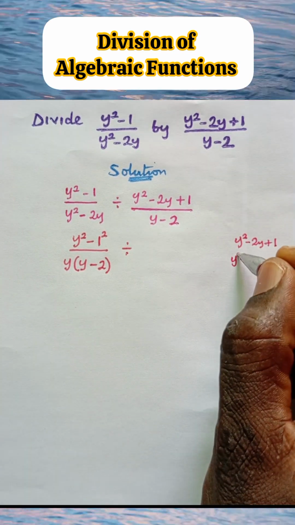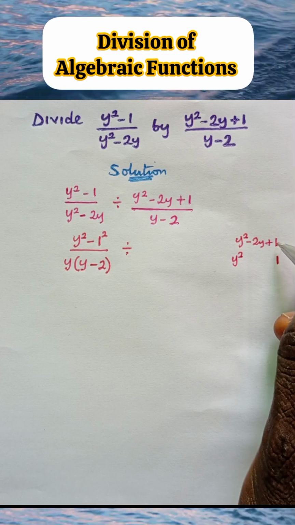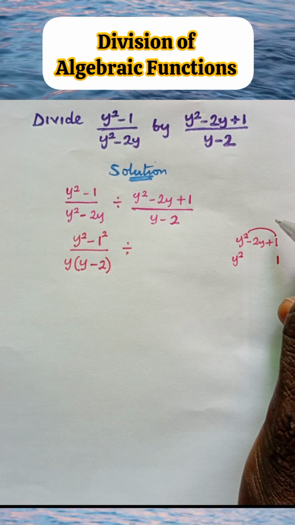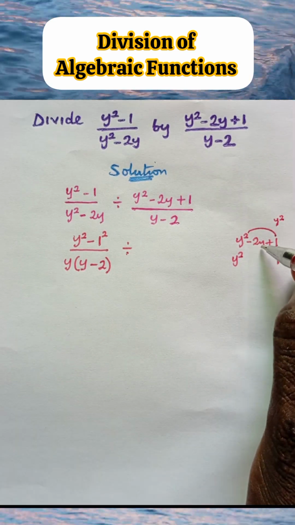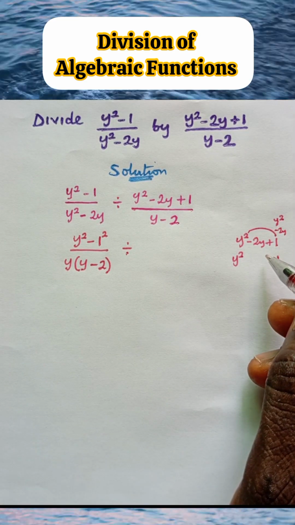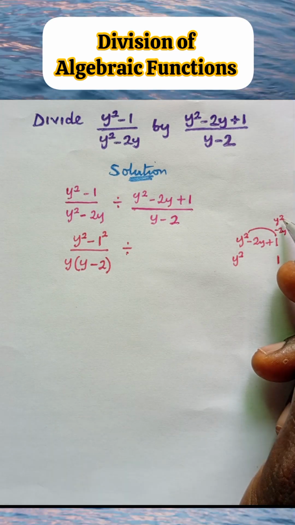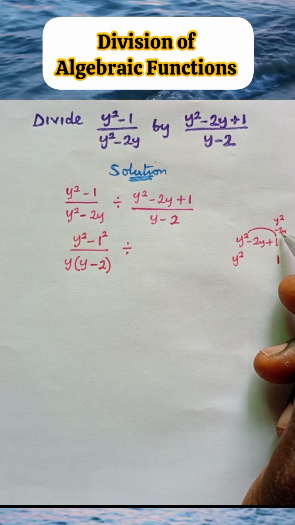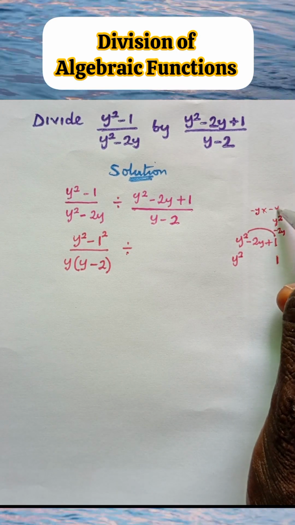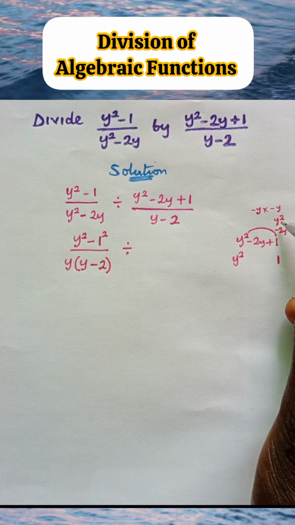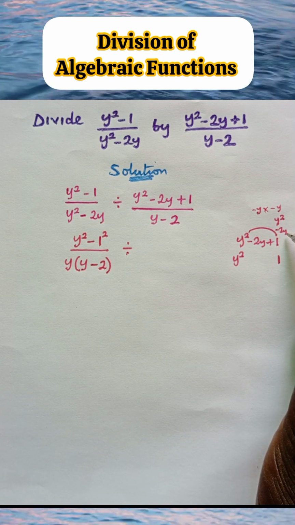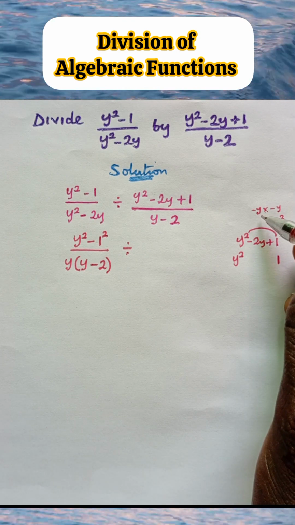The first thing to do, let us put this y squared at this corner and this 1 at this corner. Now we are going to multiply y squared by 1, and that gives us what? y squared. And then we have this negative 2y. We are now going to look for two terms that will multiply to give us y squared, and when we add those same two terms, we get negative 2y. So these terms are negative y: negative y multiplying negative y will give us positive y squared, and then negative y plus negative y gives us negative 2y. So the terms are negative y and negative y.